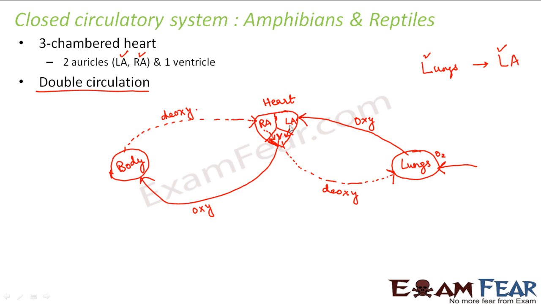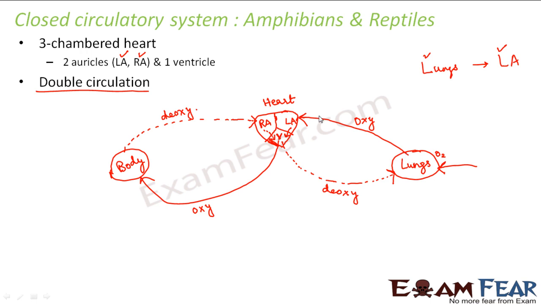Clear? Now, which blood will come to the left auricle? L for left auricle, L for lungs. So, the blood from the lungs should come to the left auricle. What kind of blood will come from the lungs? Because lungs take in oxygen from outside. So, the blood which will come from the lungs has to be oxygenated blood. Clear? So, it is very easy to remember it this way.